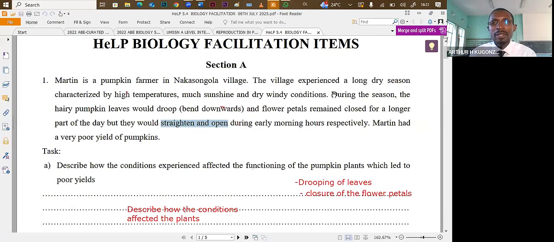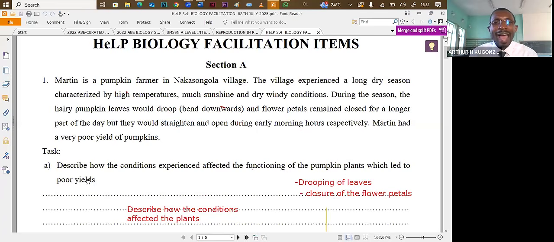Now, when you read this statement here, where they say, during the season, the hairy pumpkin leaves would droop and the flower petals remained closed, it means that it is the leaves which are straightening and the flower petals are opening during early morning hours. Now, take note that these two things that we have mentioned here in the scenario, when they say leaves would straighten, the question is, is the straightening of the leaves caused by the conditions experienced? Yes, of course, they are caused by the conditions experienced.